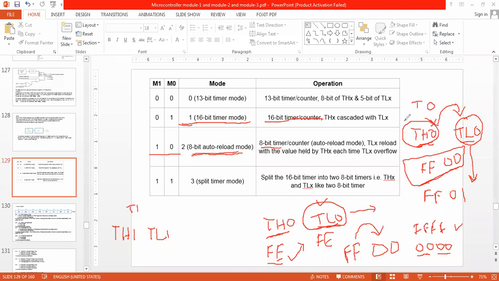Here in mode 1, both are cascaded, so both values are going to be incremented. It is only one value, we have to combine both values here. That is why it is a 16-bit timer. This is an 8-bit timer only. Understood?